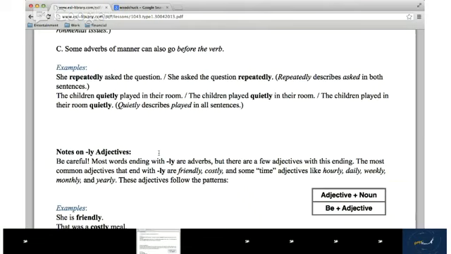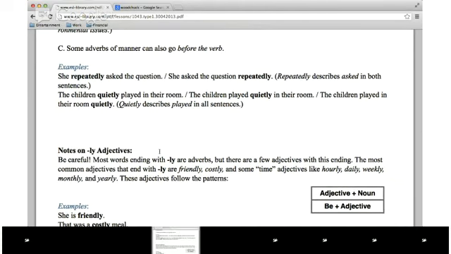Not only adjectives. Be careful. Most words ending with ly are adverbs, but there are a few adjectives with this ending. The most common adjectives that end with ly are friendly, costly, and sometimes adjectives like hourly, daily, weekly, monthly, and yearly.